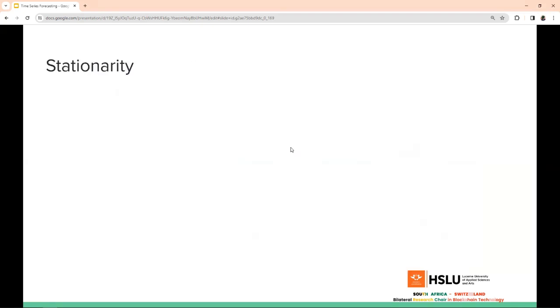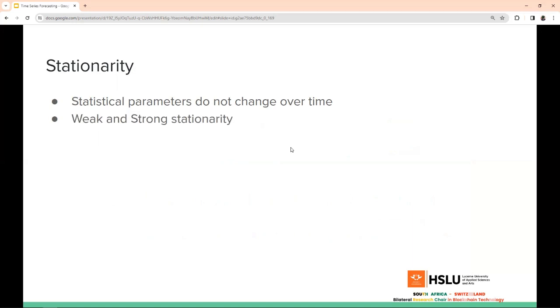There's an increase there. When it remains constant, it's easy to analyze, because the properties of the data distribution are not a function of time. The statistical parameters are not changing at each progressive time point. We have mainly two types of stationarity, strong and weak. Strong is where the statistical parameters do not change, and weak is where the mean and the autocovariance functions do not change with time.